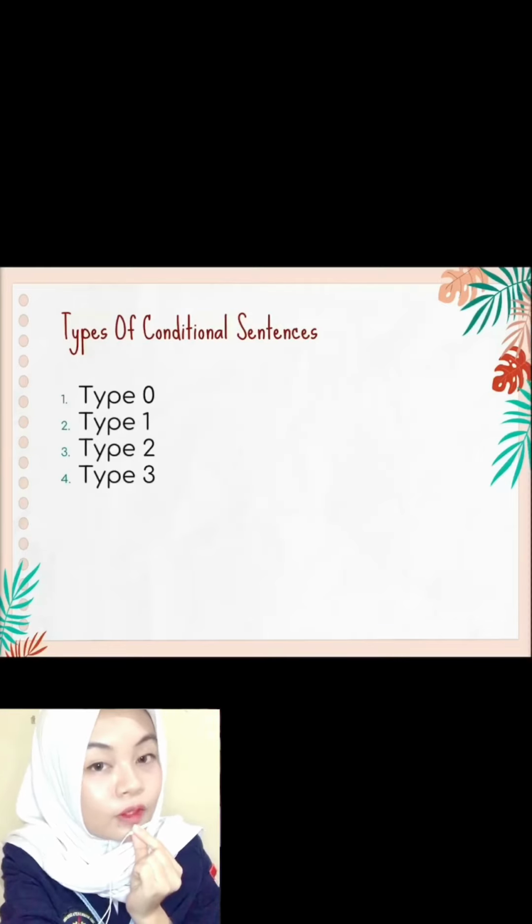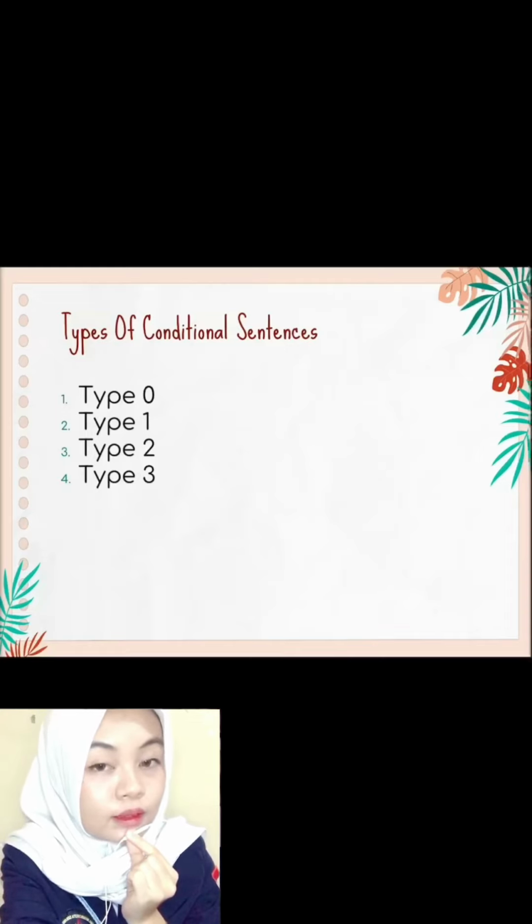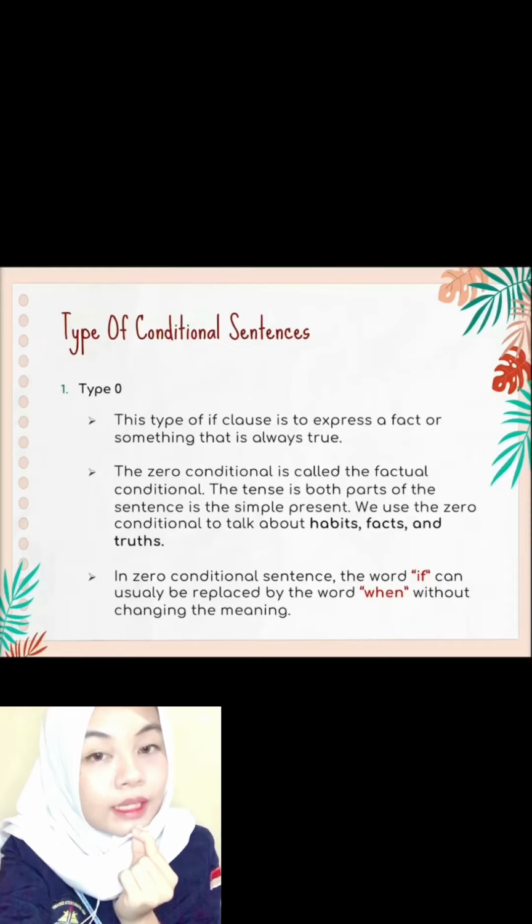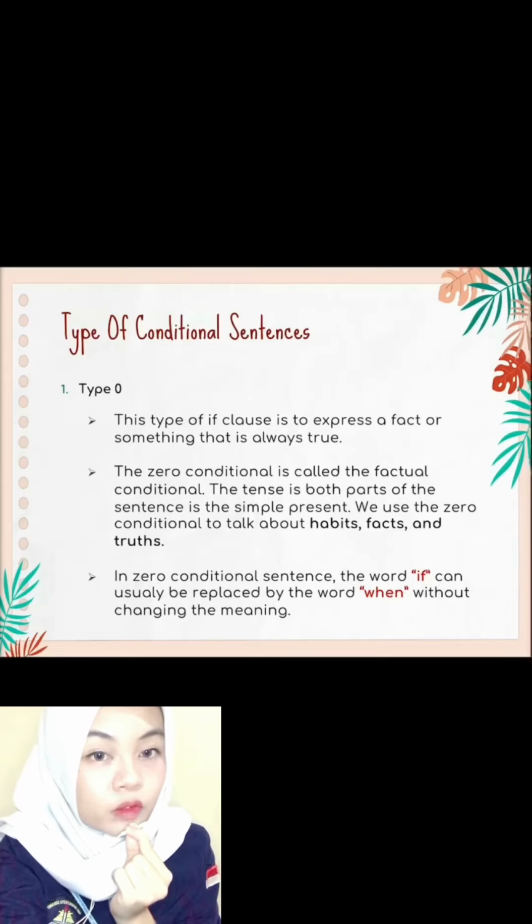There are 4 types of if clause. The first is type 0, the second is type 1, the third is type 2, and the last one, the fourth, is type 3. The first is type 0. This type of conditional sentence is to express fact or something that is always true. The 0 conditional is called the factual conditional.